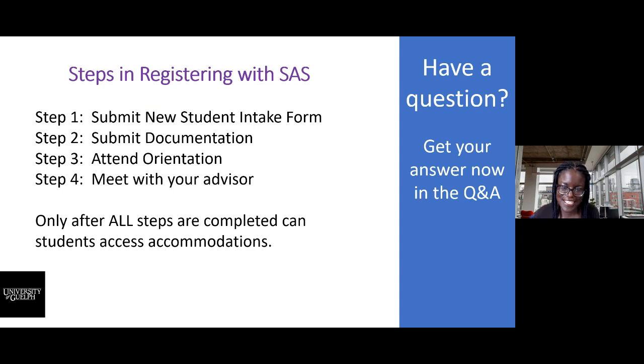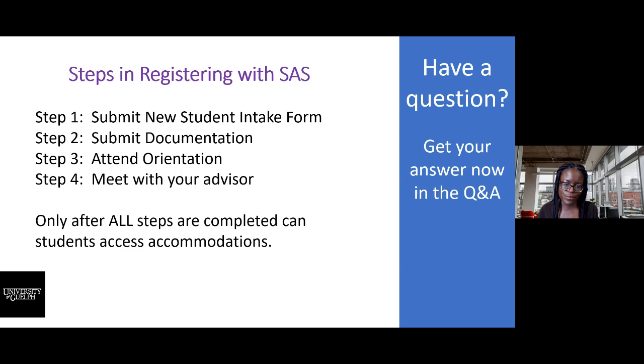And again, I know I just said this, but any questions coming out of those registering with SAS steps? So yes, Wendy, with regards to when students submit their documentation and their new student intake form, how do they confirm whether it's been received or not? So what will happen is you will get an email message from SAS Intake, and that will come again to the University of Guelph email.